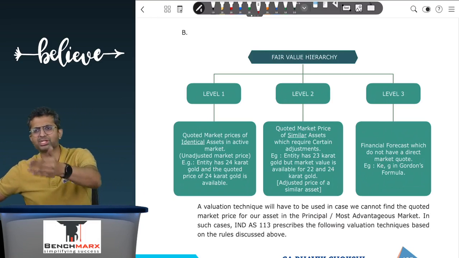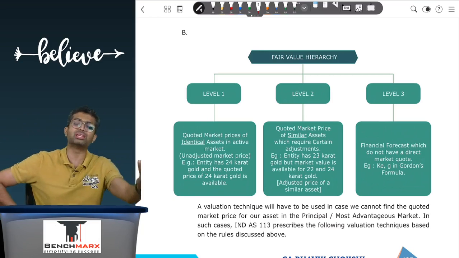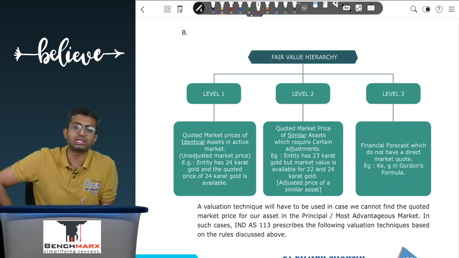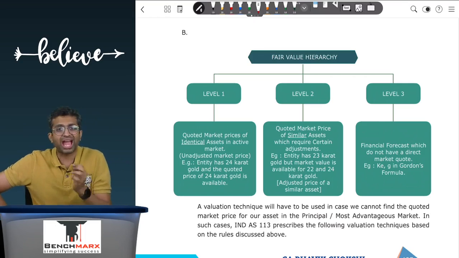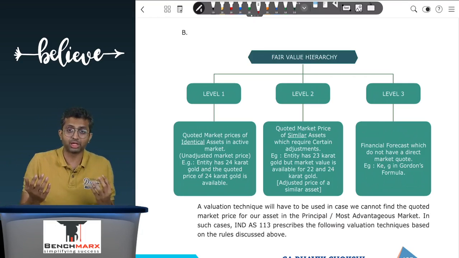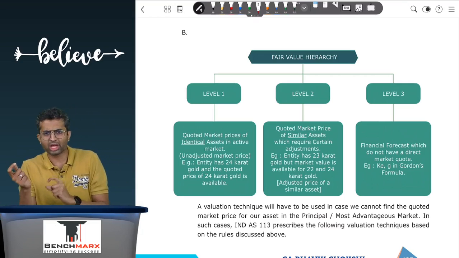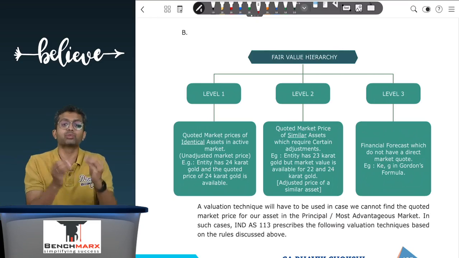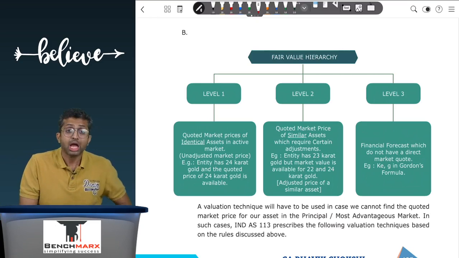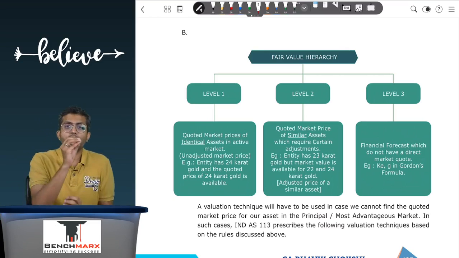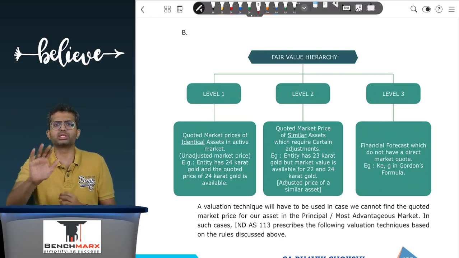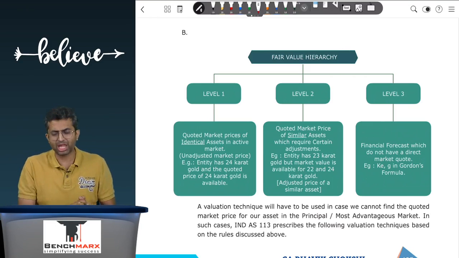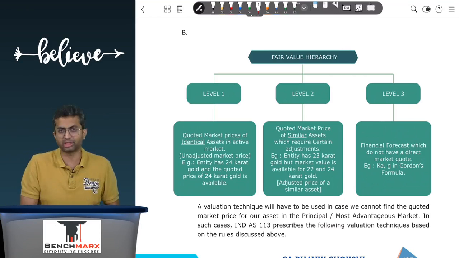However, let us say on MCX there's a 24 karat gold bar and a 22 karat gold bar which are traded. However, you are somehow sitting on a 23 karat gold bar. Now, there is no active market for a 23 karat gold bar. However, there are similar assets. There is a 24 karat and a 22 karat gold bar, and you can make certain adjustments and, loosely speaking, derive the value of a 23 karat gold bar. Now, this is using observable data of a similar asset, though not identical, plus or minus certain adjustments. That will be the valuation based on a level 2 category input.